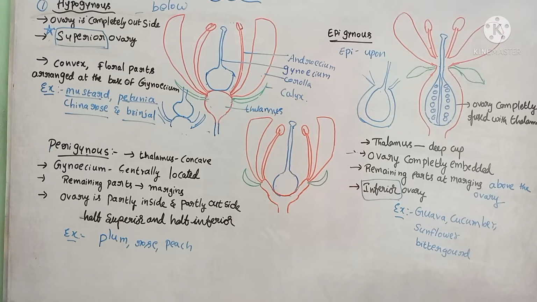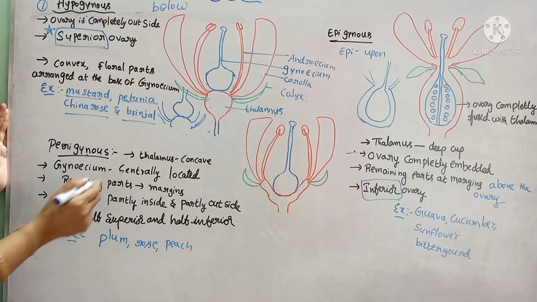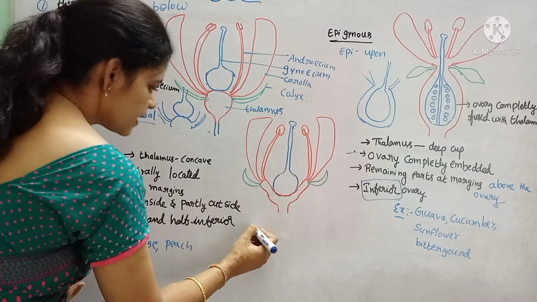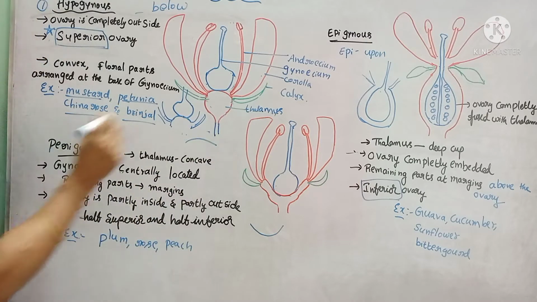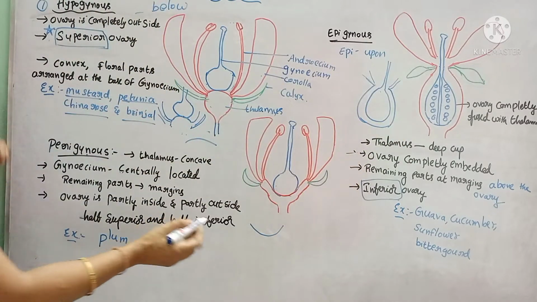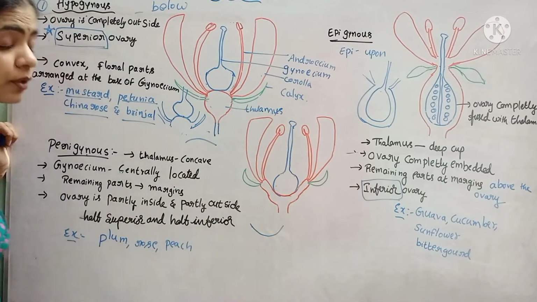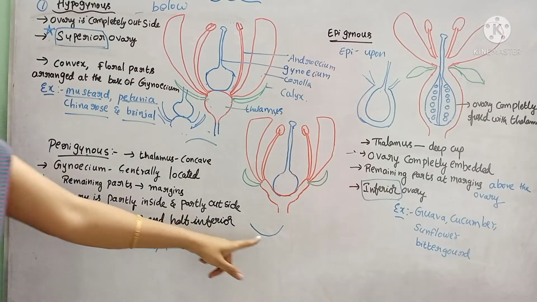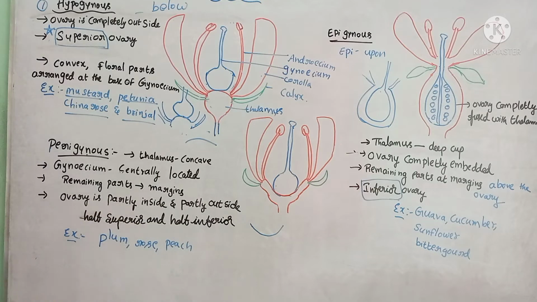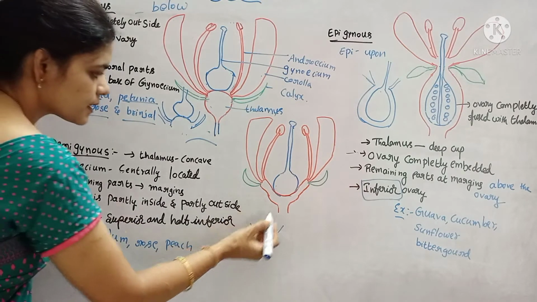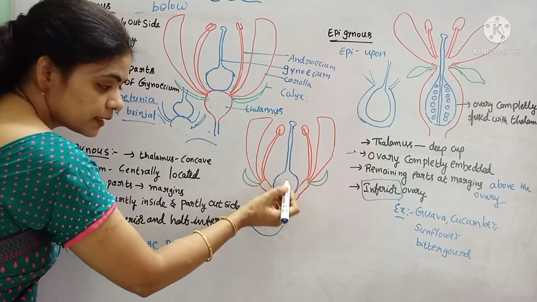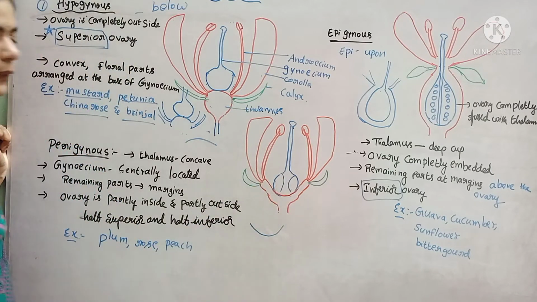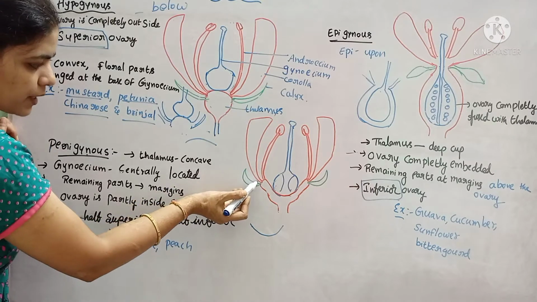And the last one is perigynous. Peri means around. If you see this, here the thalamus is concave shape. Here the thalamus is convex shape. And here it is deep cup shape. And here the thalamus, what is the shape? Concave. Here the cavity is present, hence it is concave. And here the gynoecium is centrally located in this concave thalamus. Inside this, the gynoecium is centrally located. And then the floral parts are present at the margins.